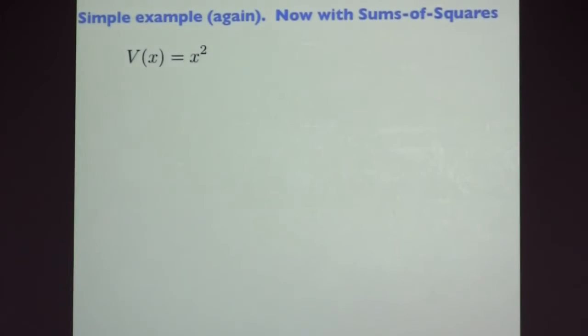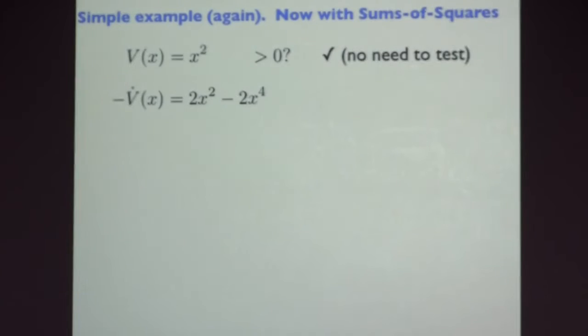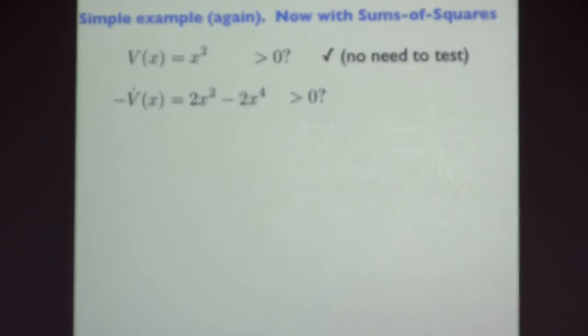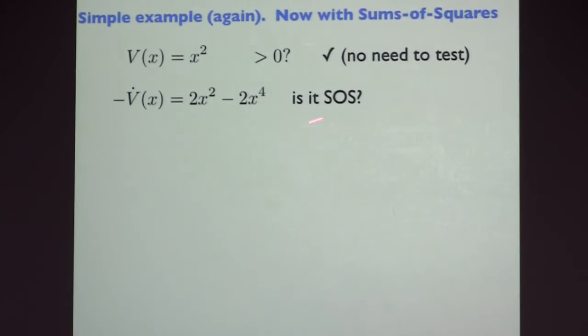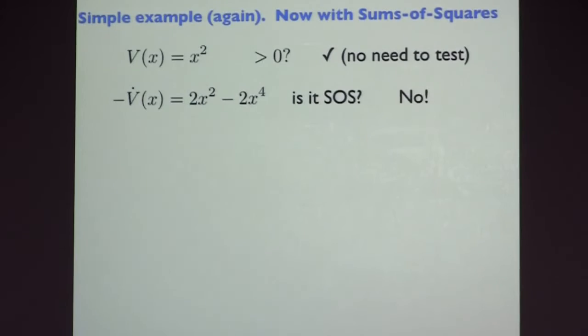So if I were to work that exact example now with sum of squares, I have b equals x squared. I'm not even going to bother making a sum of squares constraint on that, I know x squared is positive. But this one is a little bit more subtle. The question is, is this always greater than zero? Well, I don't want to ask that question, I'm going to ask an almost equivalent question. Can I write a sum of squares decomposition of that? It turns out I can't.